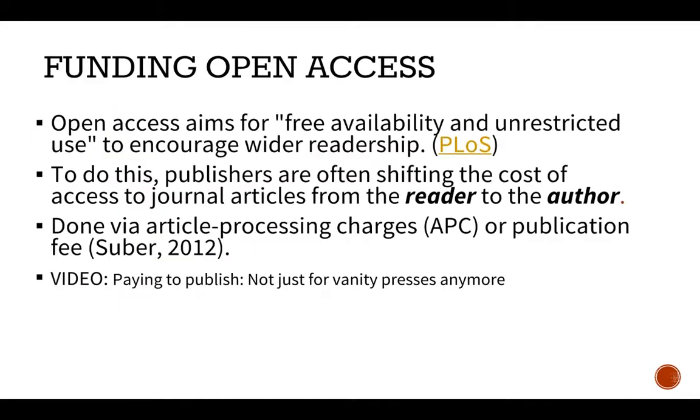To begin, permit us to review a little. Open access aims for the free availability and unrestricted use of scholarly articles in order to encourage wider readership and reuse. Readers often footed the costs of accessing journals, making them cost prohibitive for individuals without institutional access. To make articles more openly available, yet still bring in revenue, publishers are shifting the cost of access from the reader to the author. This is done via article processing charges or publication fees. If you immediately think, that's vanity publishing, I encourage you to go back and listen to the second video in this series.